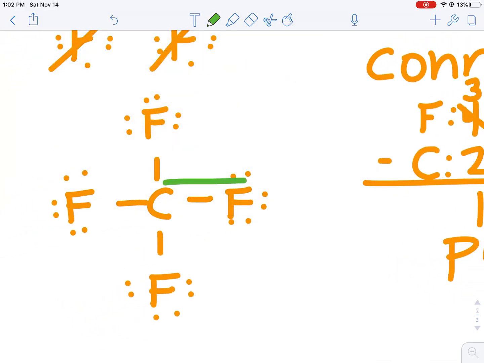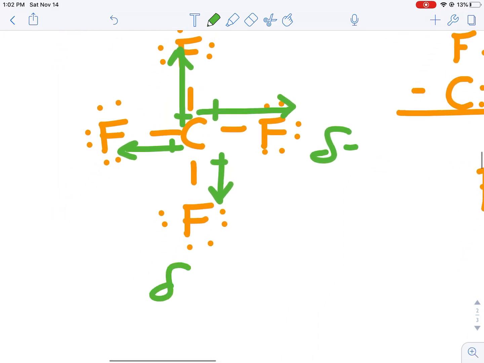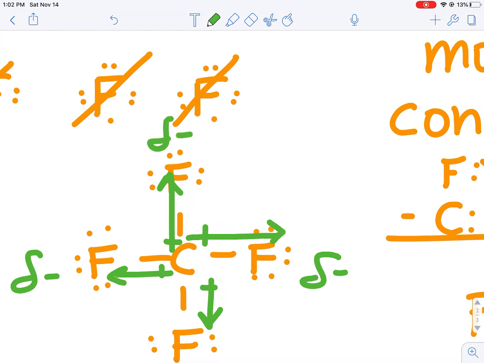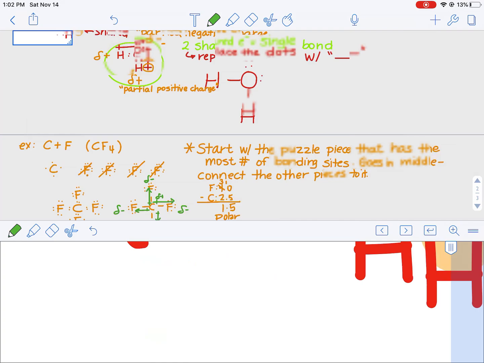How do I show that? Well, I show it with an arrow that points from the carbon to the fluorine, and I put a little hash mark at the opposite end of the arrow. And I'm going to do that for every bond. That means my fluorines are partially negative. They're hogging the negatively charged electrons more of the time. And in the center, my carbon is partially positive.